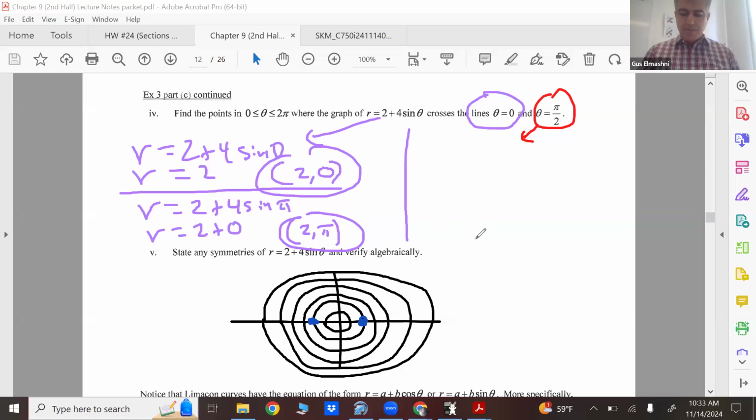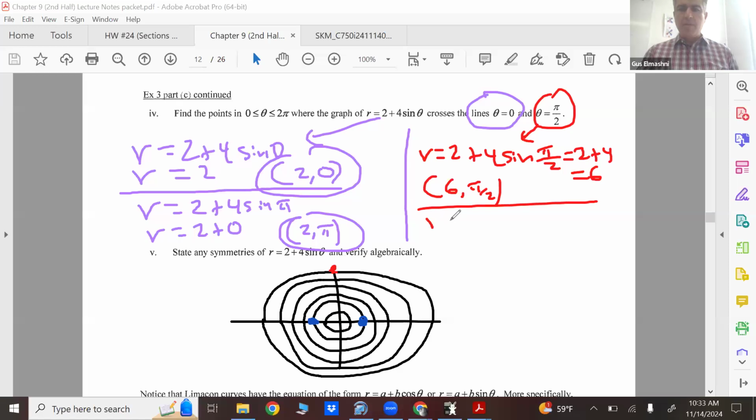Now for pi over 2, let's go to red. That's 2 plus 4, which is 6. So 6 comma pi over 2. And then, but remember, what's also on the same line as pi over 2? What other angle is also on the same line? You gotta investigate that also, which I forgot to do with you guys. Or didn't realize I had to do.